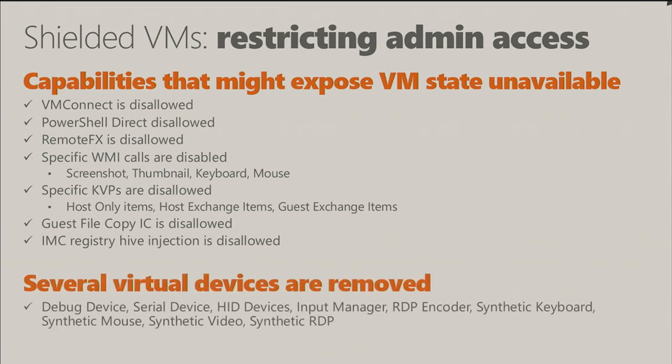All right, so we said earlier that there are a number of things, these admin conveniences, that get disabled. You can see the list here. It is lengthy. VM Connect, PowerShell Direct, Remote FX, some WMI calls, KVP exchanges, specific ones are disabled. Guest file copy, integration component, disabled. No registry hive injection. All of that stuff is switched off for shielded VMs. That is not switched off for encryption-supported VMs in almost all cases. So encryption-supported VMs give you the ability to still use console connections.